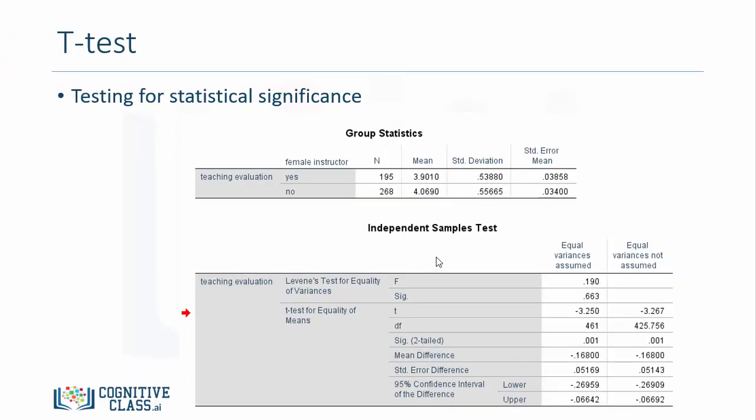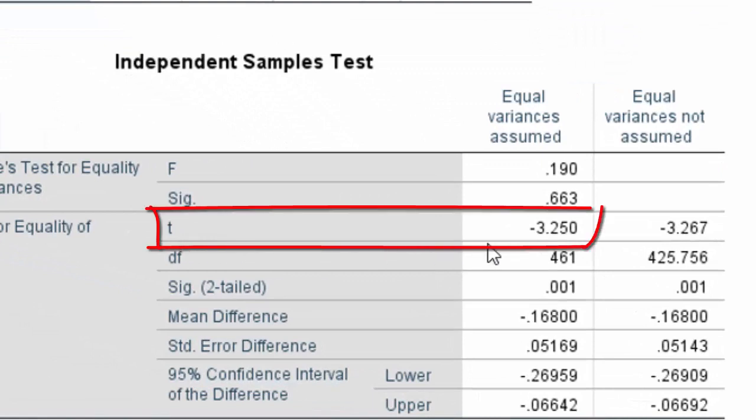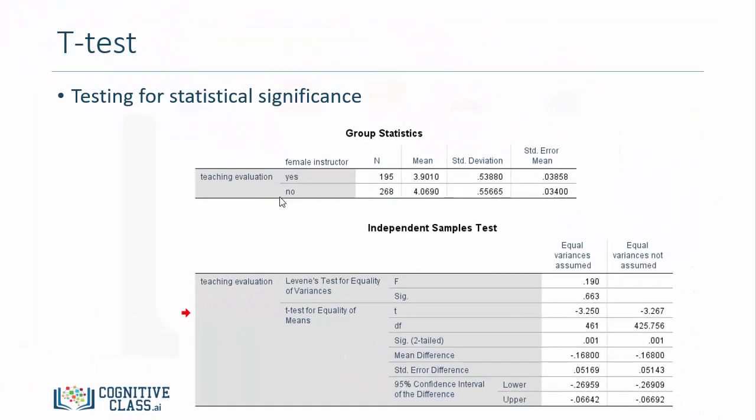We ran the independent samples t-test and we found that the t value is minus 3.25, which is beyond the threshold of 1.96 or negative 1.96, and therefore we conclude that this minute difference between males and females teaching evaluations is in fact statistically significant. So it's the t-distribution allowing us to make this conclusion.